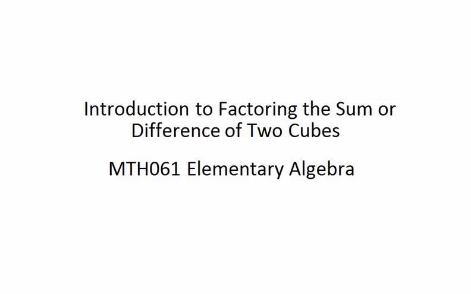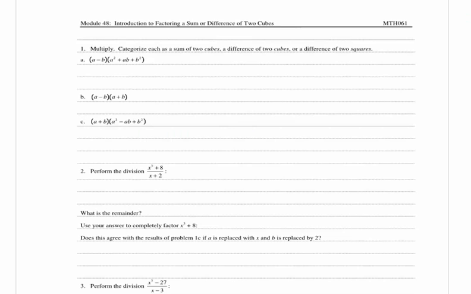In this video, we're going to look at the introduction to factoring the sum or difference of two cubes. In 1, it says multiply. Categorize each as a sum of two cubes, a difference of two cubes, or a difference of two squares. In A, we have a minus b times a squared plus ab plus b squared.